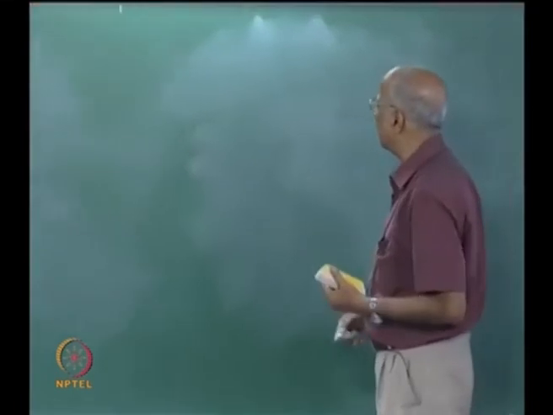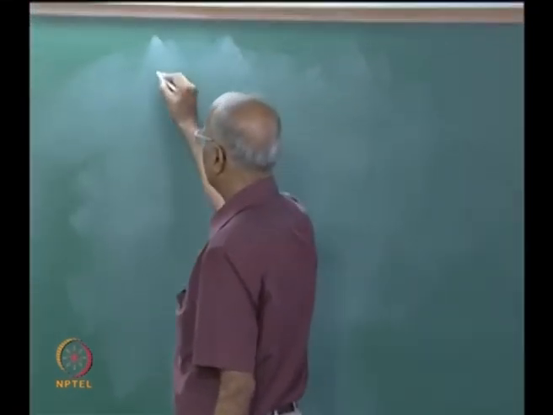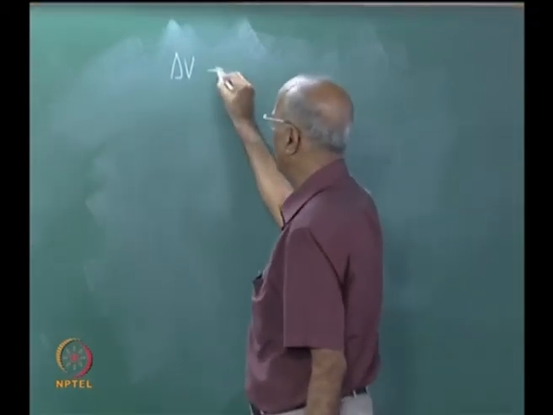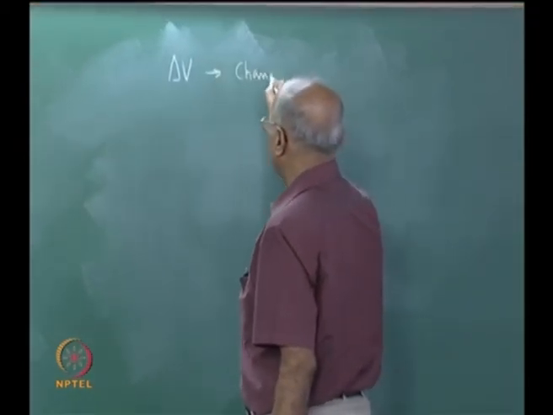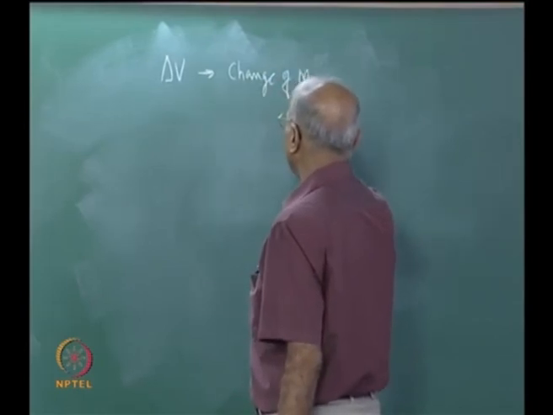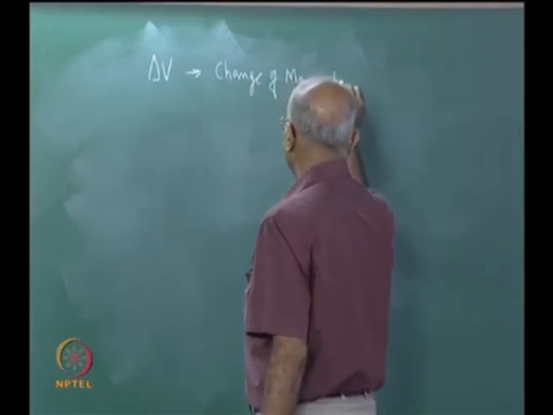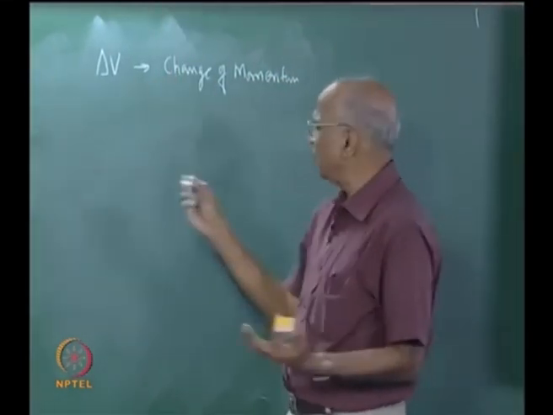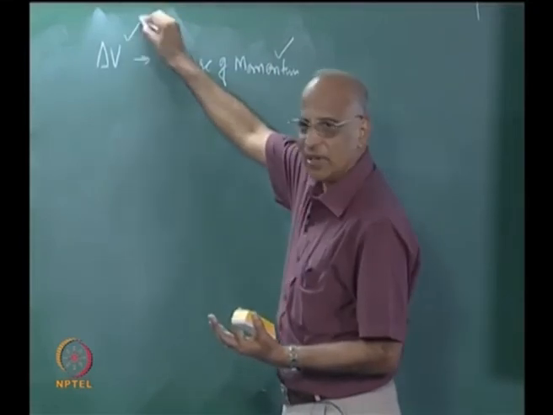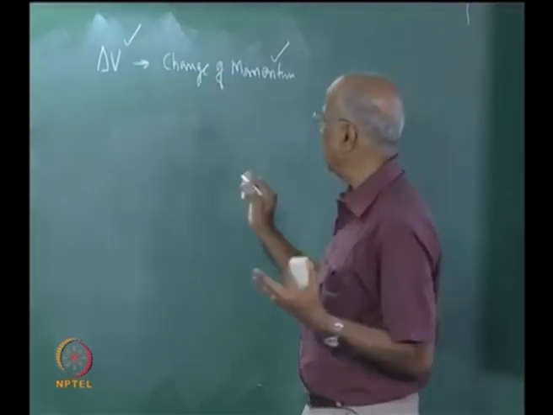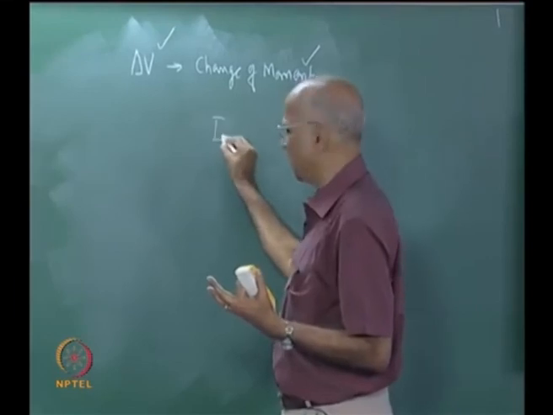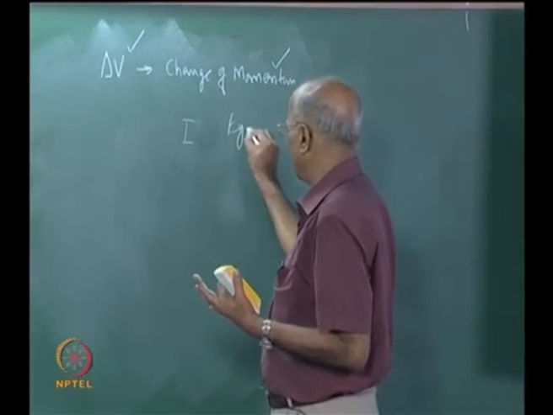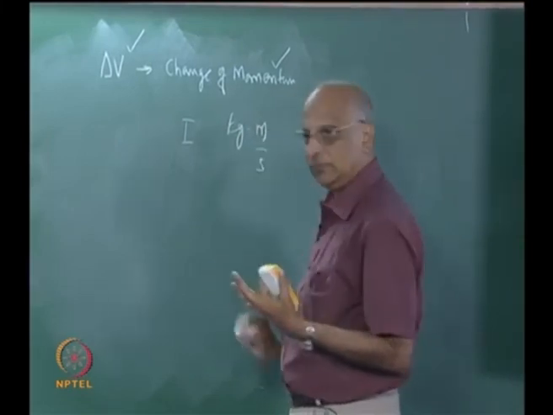Let us just summarize what we have learned so far. We told ourselves a rocket gives you delta V. How does it give you delta V? Because of change of momentum, right? I am standing here, watching the momentum change, I wrote the momentum change and I found out the value of delta V. What is the change of momentum known as? It is known as impulse I. What is the unit of impulse? Same as momentum, kilogram meter per second.